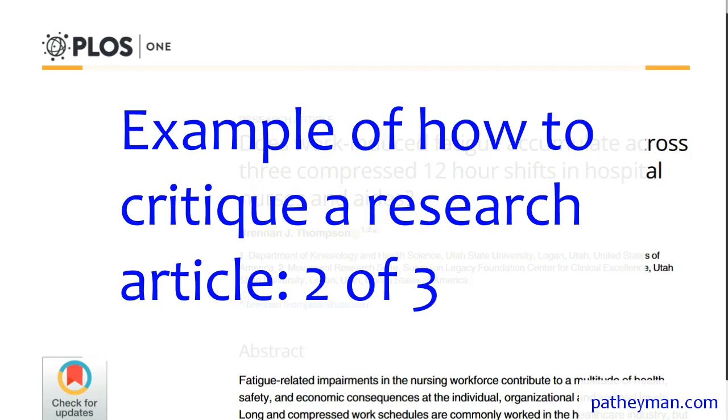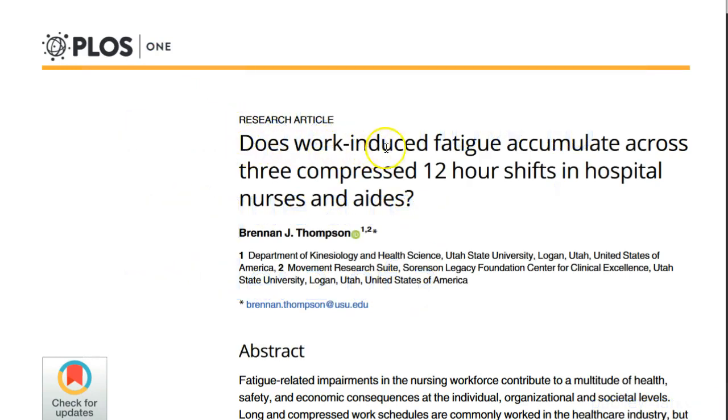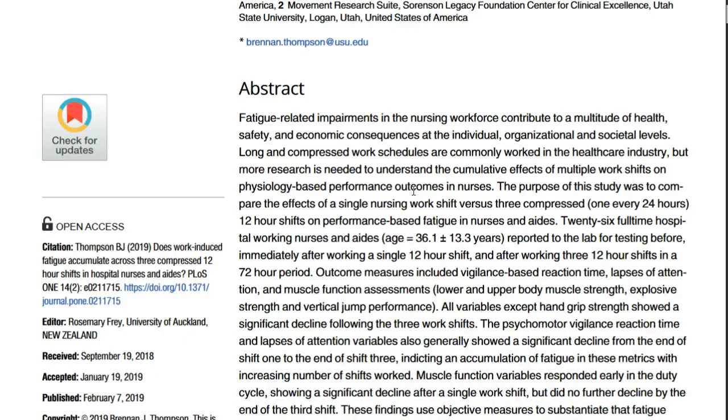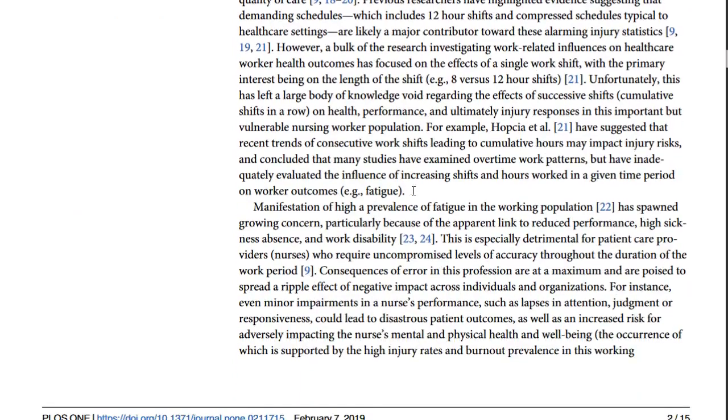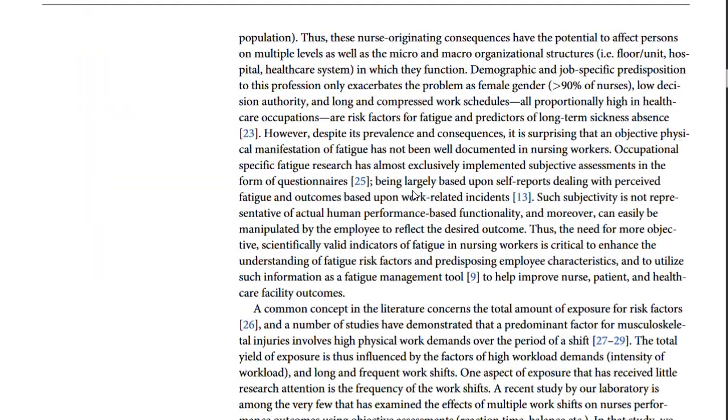All right, this is example number 2 of how to critique a research article for critique number 2 for the research course. So in this case, we have an article published in PLOS ONE, and that is, does work-induced fatigue accumulate across 3 compressed 12-hour shifts in hospital nurses and aides? So let's just go down to the bottom of the introduction.